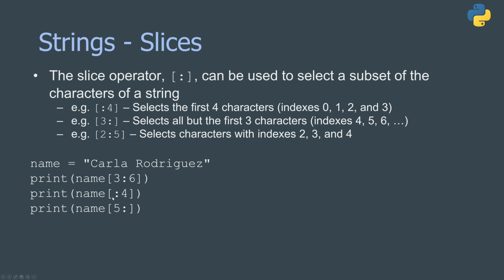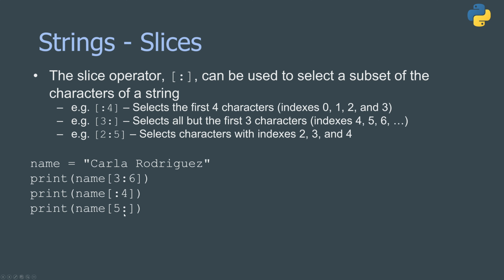But in this case, it just means go from index 0 all the way up to, but not including, index 4. So 0, 1, 2, 3. So this right here, square bracket :4, produces capital C-A-R-L. Not A, which is the character at index 4, because index 4 doesn't get included.